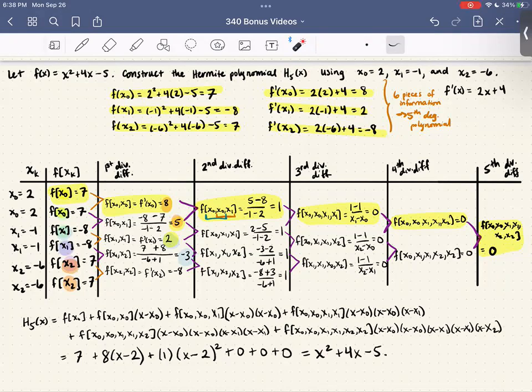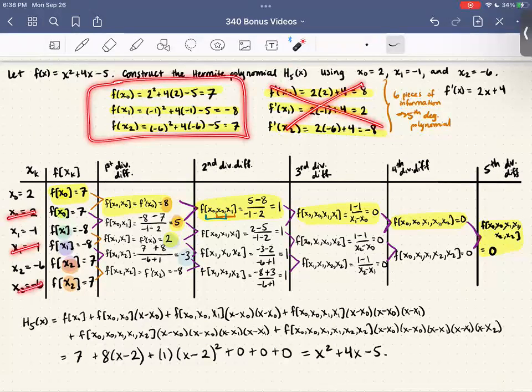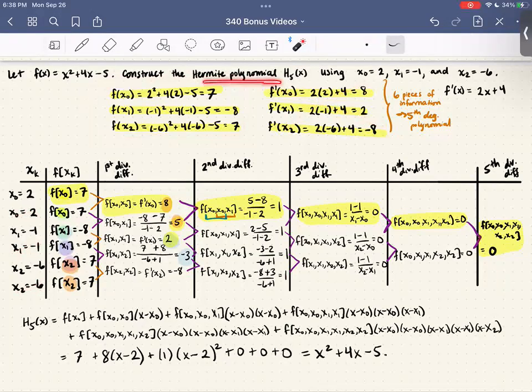I hope this helped clear up some of the divided difference stuff or Hermite polynomial stuff. If you were just constructing a Newton's divided difference formula or a Lagrange polynomial that just went through these points and you didn't have the derivative information, you would not repeat the nodes and you would just do a normal divided difference table. But because this is a Hermite polynomial, we have to include the derivative information, and that's why we repeated the nodes.